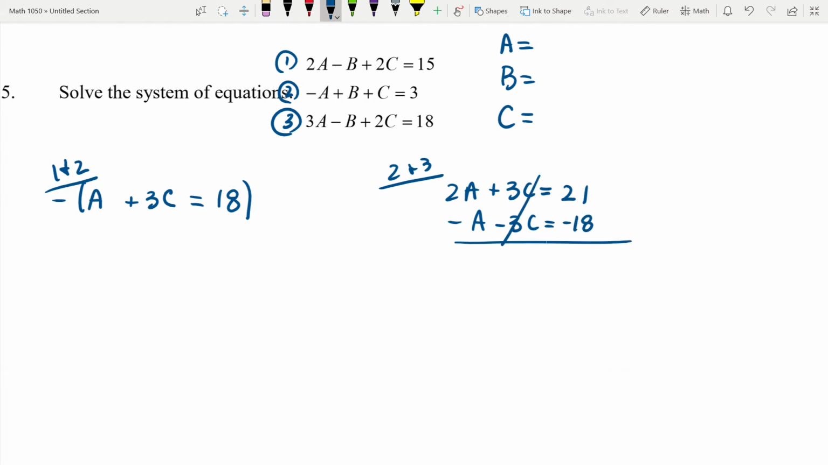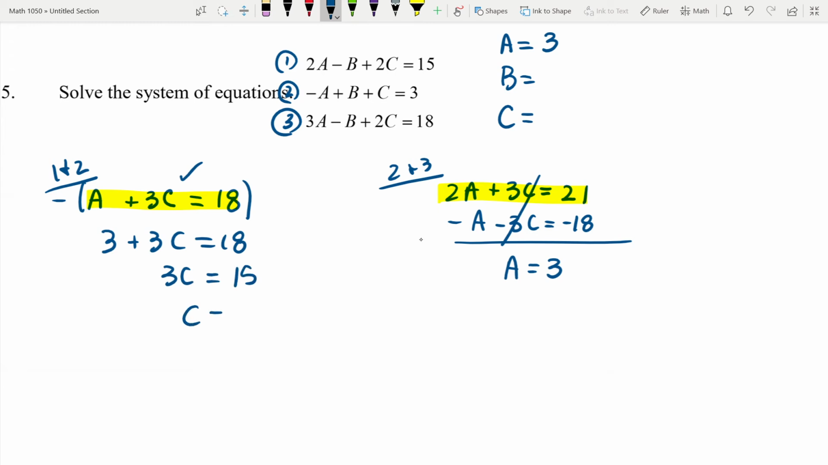So my C's go away, and now I have A equals 3. So I know my A is a 3. Now to find C, you go back to the step up above. So you either go here or you go here. It doesn't matter where you go, you're going to get the same answer either way, and put a 3 in for A. I'm going to go here. I always just choose the one that looks the easiest. So I would have 3 plus 3C equals 18. The 3 comes over, so 3C equals 15, divide by 3, and I get C equals 5.